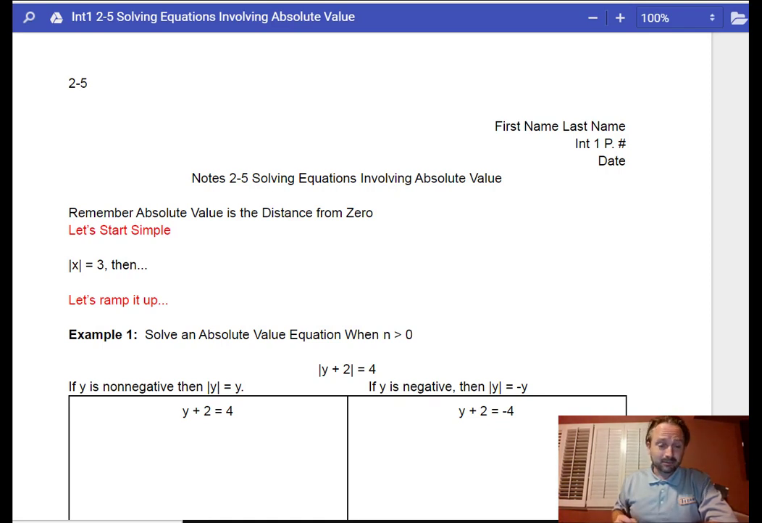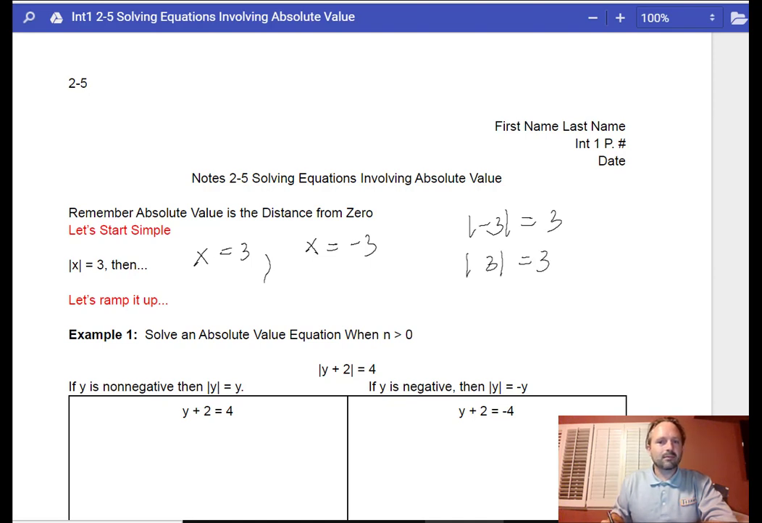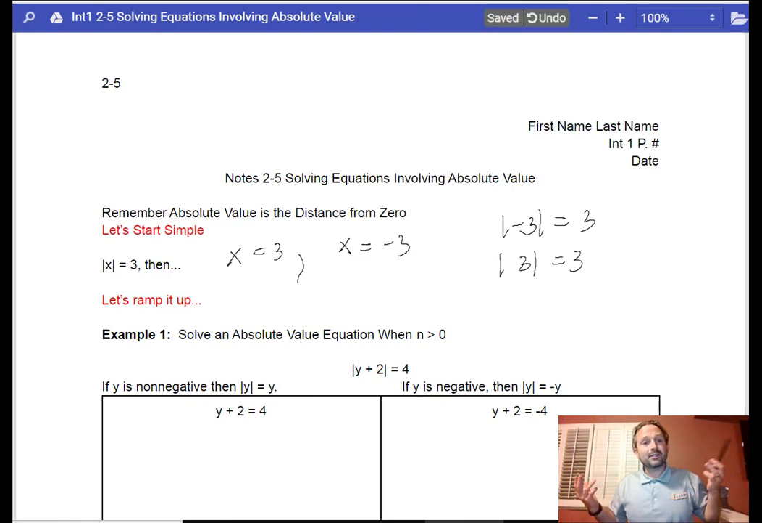Alright, so let's start simple. Remember, you do not need to write the red, just write the black and what I write. So if the absolute value of x is equal to 3, that means x can equal 3, and it can also equal -3, because the absolute value of -3 is equal to 3, and the absolute value of 3 is equal to 3. There's going to be two answers.